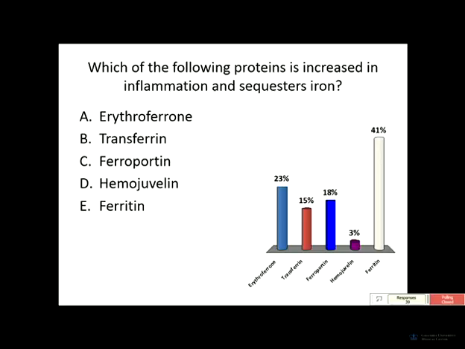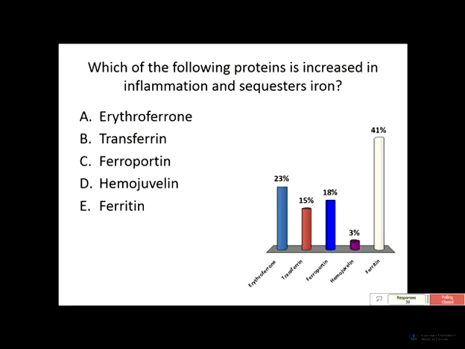Erythroferrone is secreted by red blood cell precursors in the bone marrow, and this basically antagonizes, does the opposite thing. Erythroferrone gets rid of hepcidin and allows more iron to be absorbed in the body. Transferrin, like trans, across, and ferrin, iron, or like ferry, to carry, transferrin carries iron in the blood. Ferroportin, port is another way of saying carry, is a protein which allows the gut to absorb iron. And hemojuvelin is one of the proteins which also allows iron to cross cells.